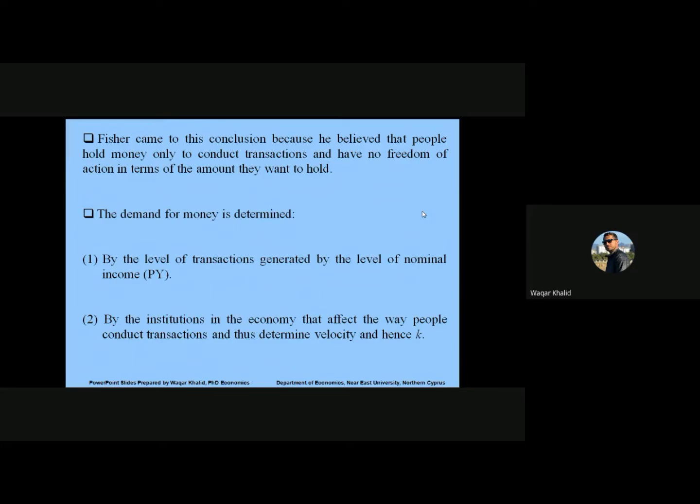So the demand for money is determined by the level of transactions generated by the level of nominal income PY, and similarly by the institutions in the economy that affect the way people conduct transactions and thus determine velocity and hence K. So we can say that the demand for money is determined by two factors. First one is the level of transactions generated by the level of nominal income. And the second important point is the institutions in the economy that affect the way people conduct transactions.